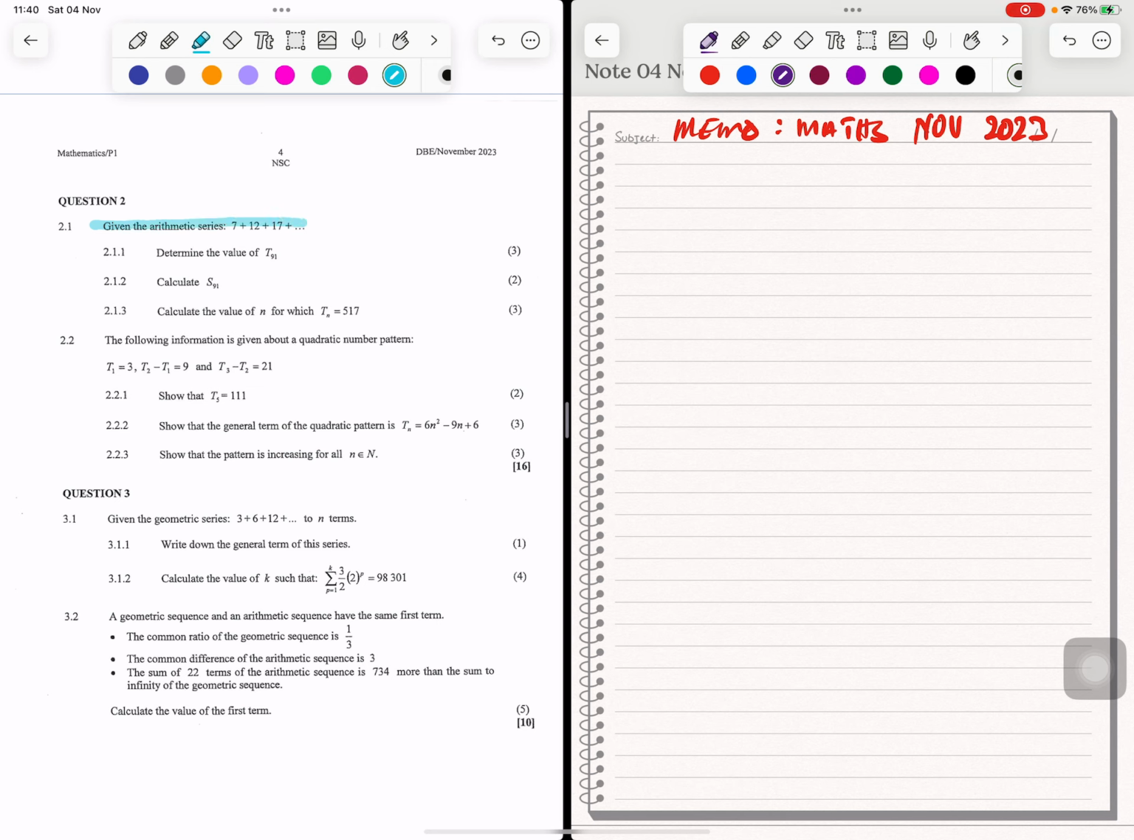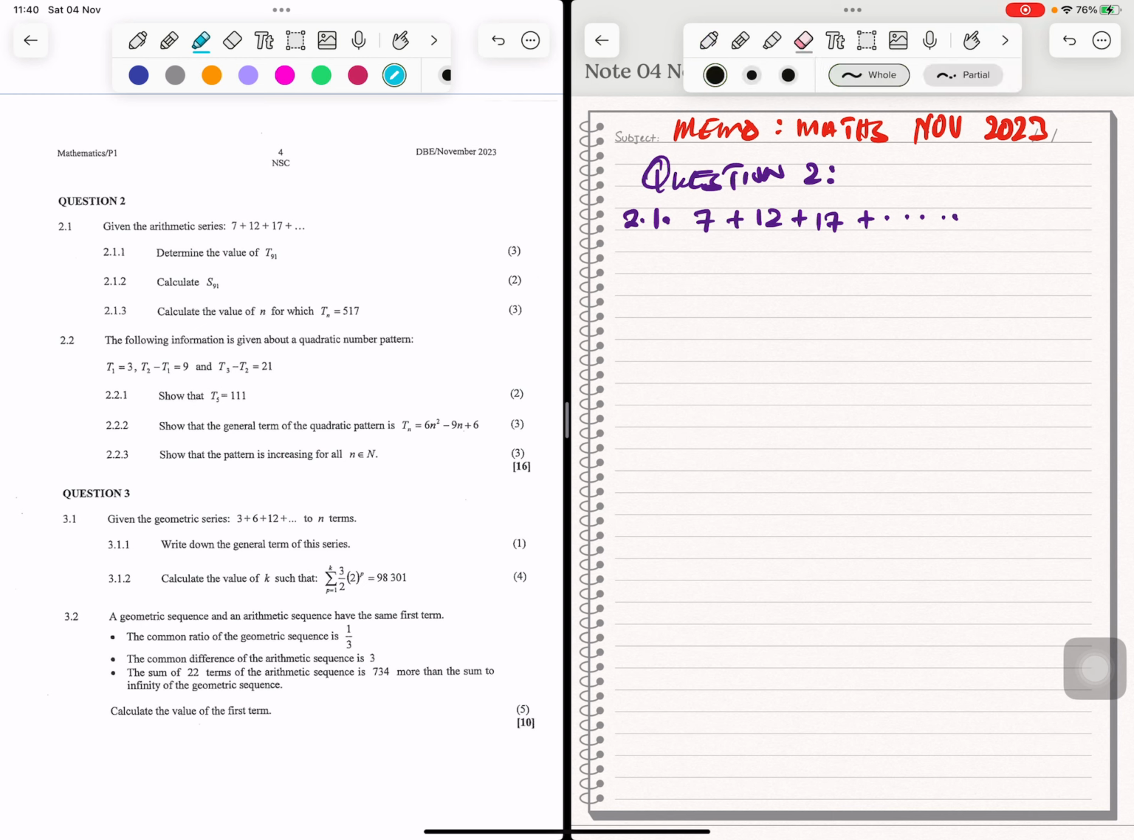Question 2. We are given the arithmetic series 7 plus 12 plus 17, and it is going to continue. So I'm going to pen question 2 down here. Question 2.1: we are given 7 plus 12 plus 17 plus, and this is going to continue up until the nth term. Now they want us to find a few things given this situation. So 2.1, let's check what they want us to find.